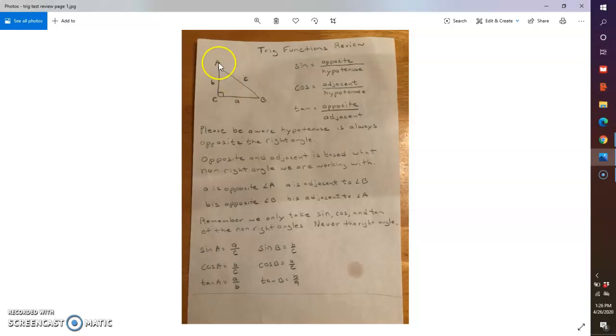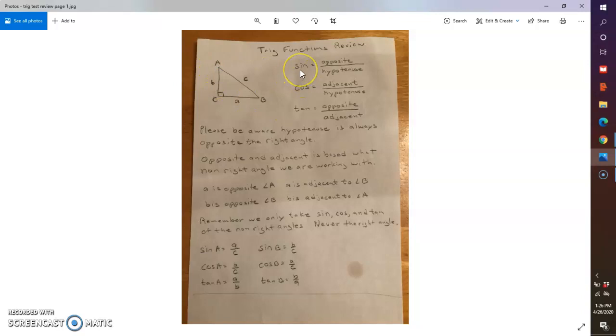So in capital A, this angle A here, the side across from it is the opposite side, and the side next to it is the adjacent side. When I come to angle B, the opposite side is b, and then the side a is the adjacent side. So it's important to understand each leg of the right triangle is opposite when dealing with one angle and adjacent when dealing with another angle. So it's important to understand which angle we are talking about.